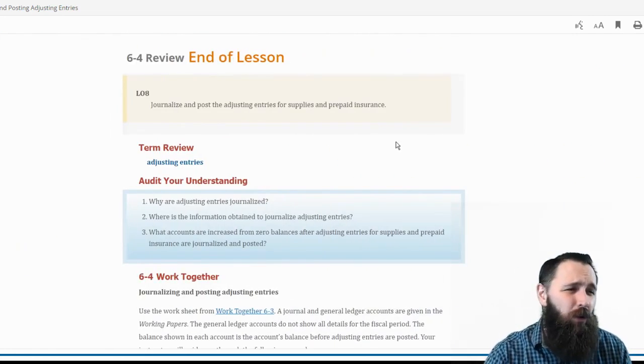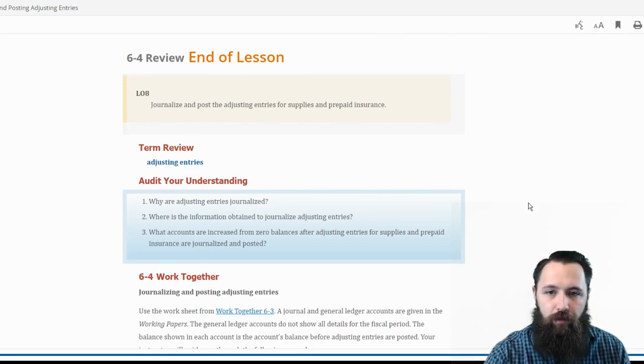And there we go. That's 6-4. It's a really, really small and short chapter. Let's move forward here and go to the work together and the on your own.